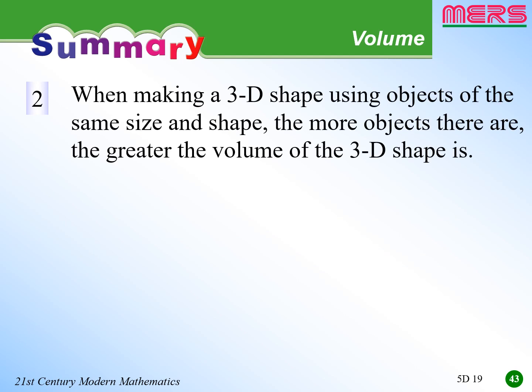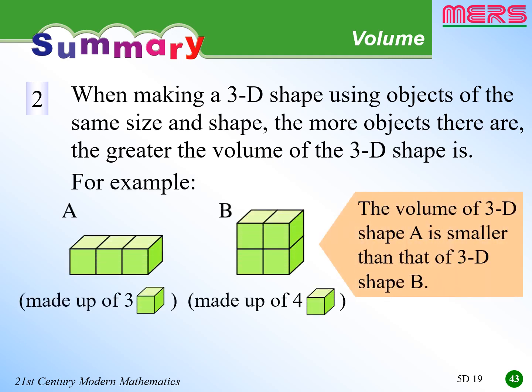Number 2. When making a 3D shape using objects of the same size and shape, the more objects there are, the greater the volume of the 3D shape is. For example, Model A and Model B. Model A is made up of 3 cubes, and Model B is made up of 4 cubes. Therefore, the volume of 3D shape A is smaller than that of 3D shape B.